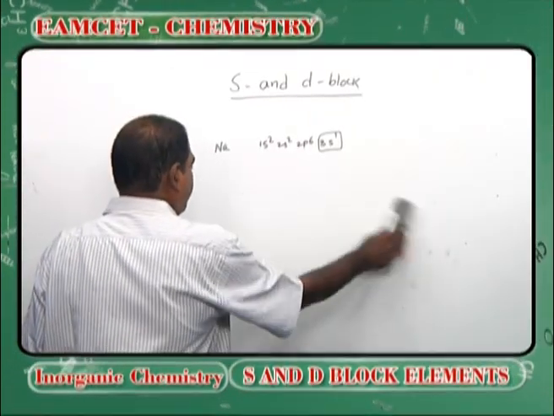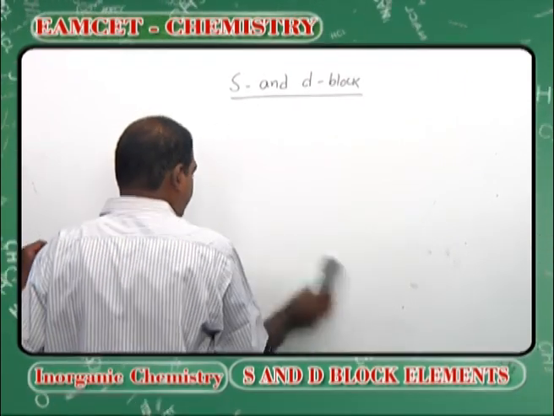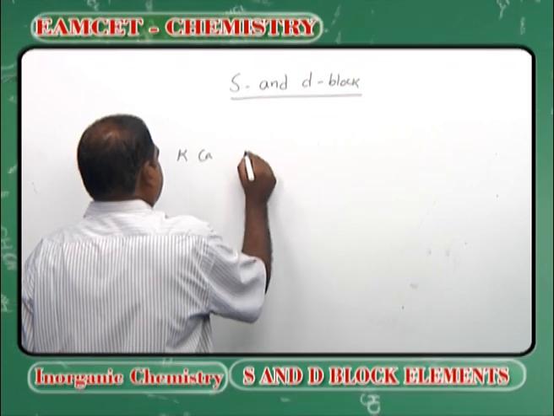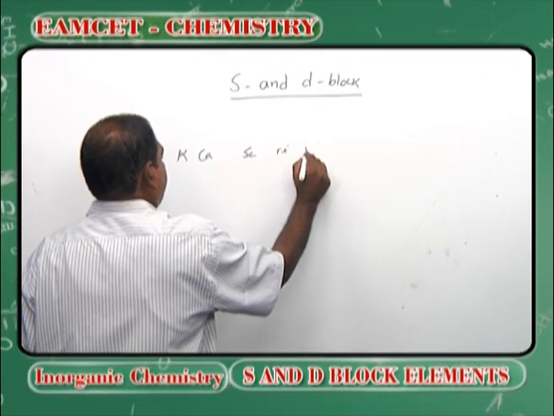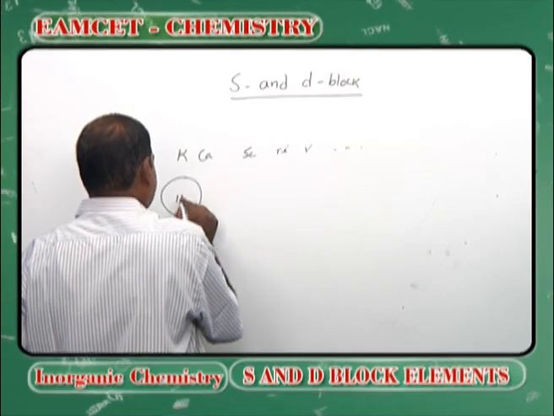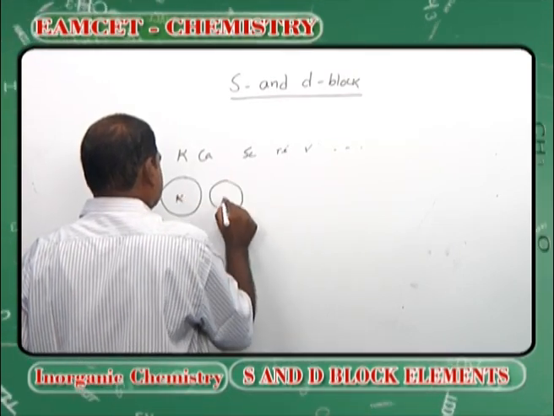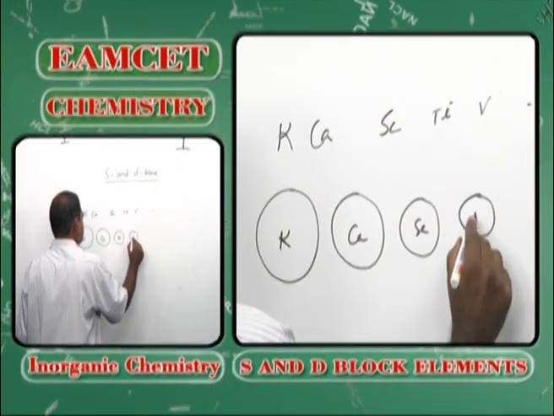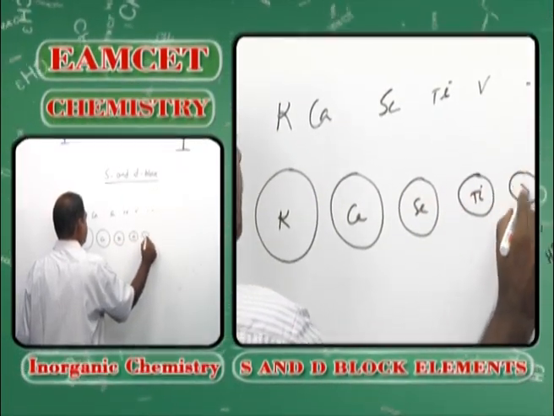So, in a given period, where do you encounter D block elements? Say in the fourth period: potassium, calcium, scandium, titanium, vanadium, etc. From left to right, the sizes decrease. Potassium is bigger, calcium is smaller, scandium is still smaller, titanium is smaller still, like this.